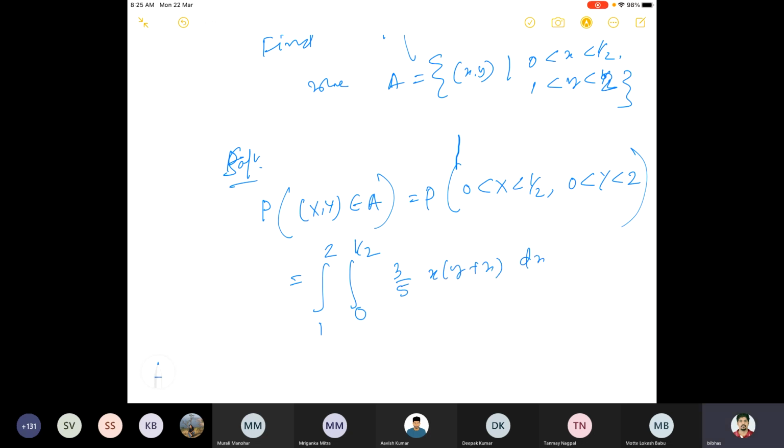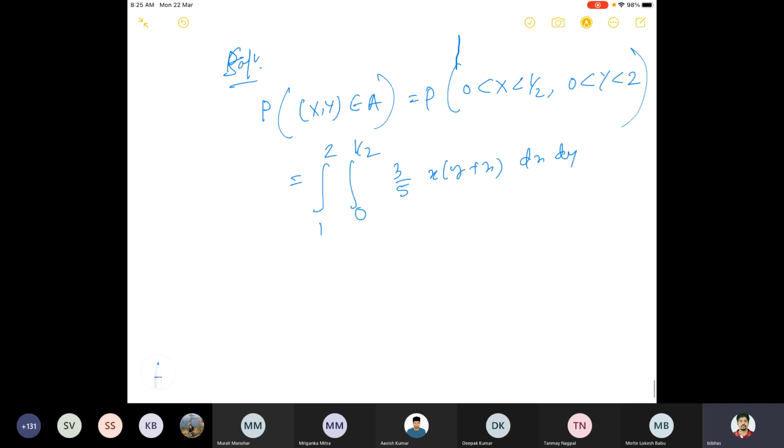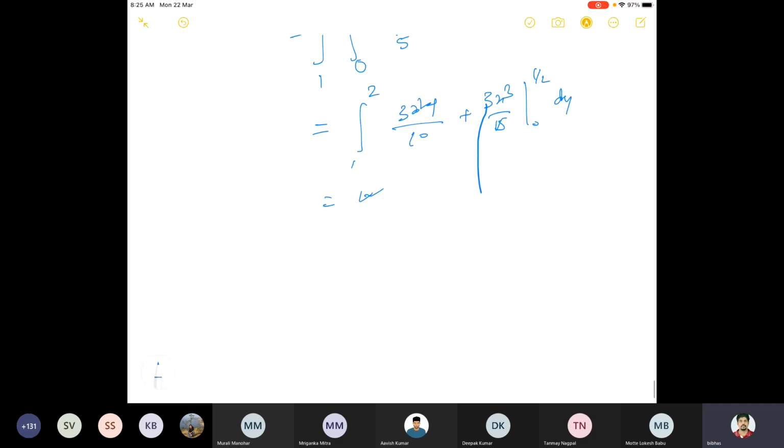You can just perform the integration and find the answer. From 1 to 2, this will be 3x squared y by 10 plus 3x cubed by 15, from 0 to half, and then dy. If you just do the calculation you'll get some value. So it's the same thing, instead of a single integration we have two integrations, a double integration. That's what it is. Now there is a catch here.